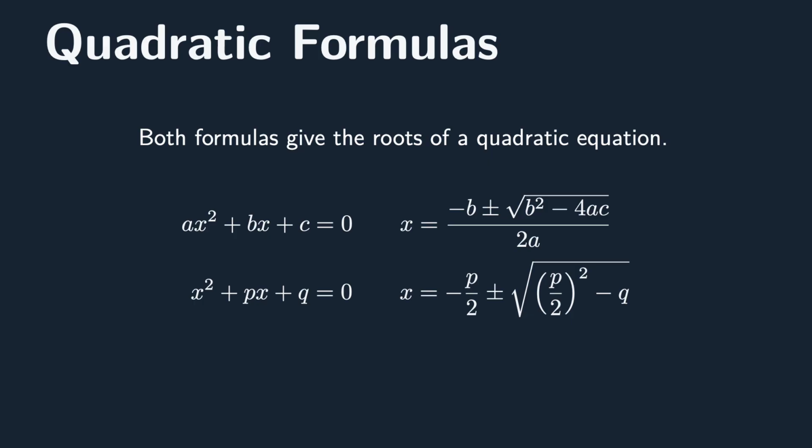To get from the ABC form to the PQ form, we divide the whole equation by a. This gives p equals b on a and q equals c on a. In other words, the PQ form is the normalized version of the quadratic equation. The PQ form is especially useful here because it makes completing the square cleaner. We will derive the PQ formula, and that derivation will show us how completing the square works.